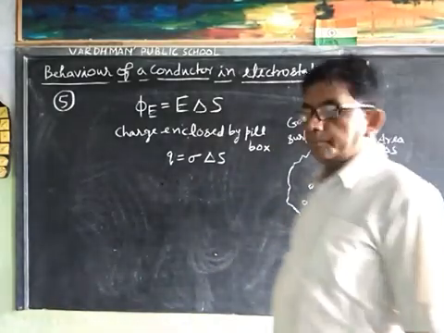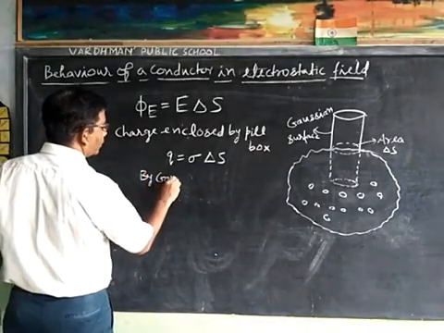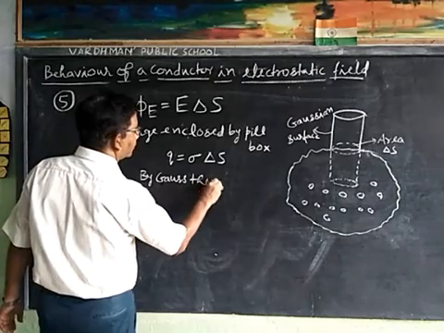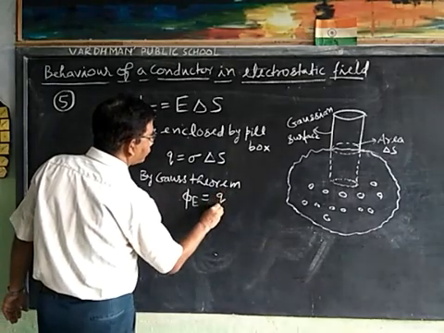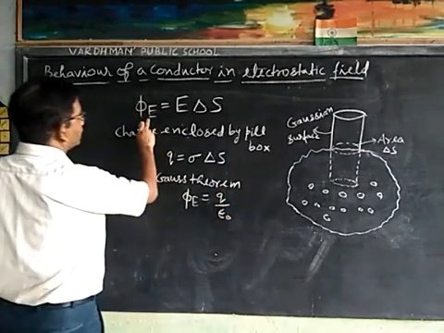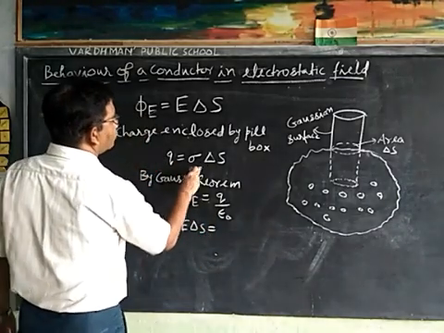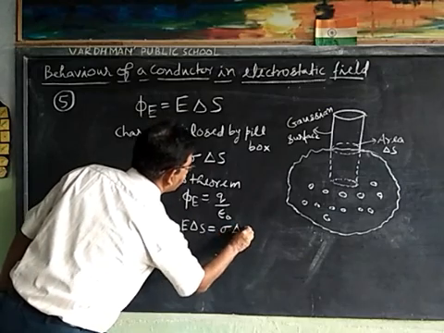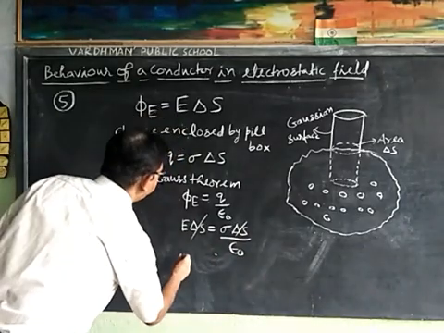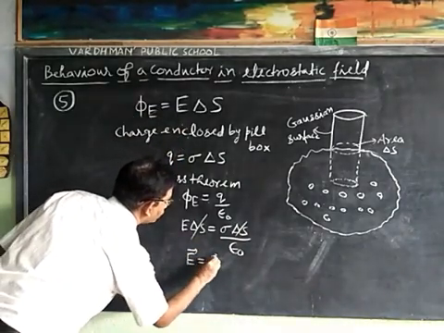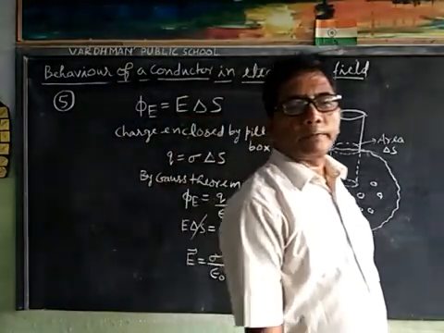Now by Gauss theorem, phi E is equal to Q upon epsilon naught. What is the value of phi E? E delta S. What is the value of Q? Sigma delta S upon epsilon naught. Now cancel delta S from both sides. Therefore E is equal to sigma upon epsilon naught.